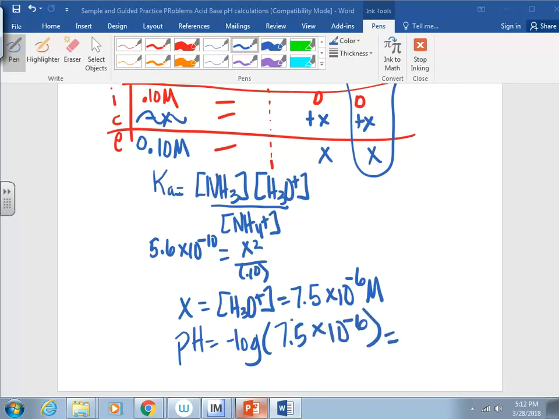We have two significant figures here, so we need 2 decimal places. So the pH of this solution is 5.13. That concludes this particular problem. We will work on some more of these in class.